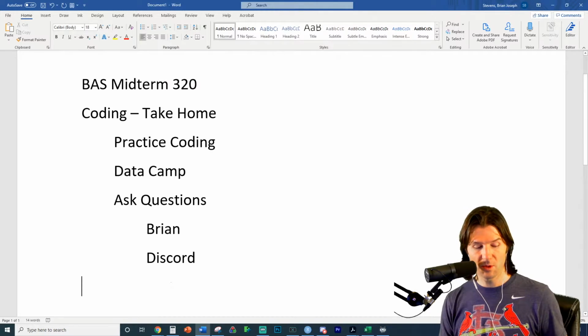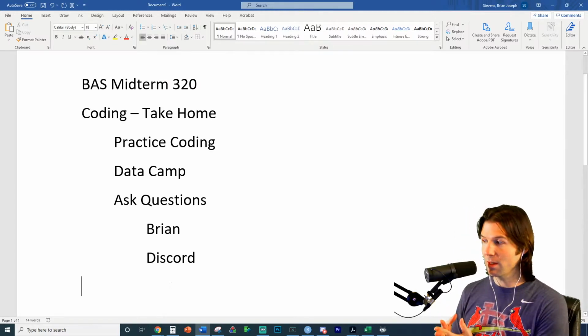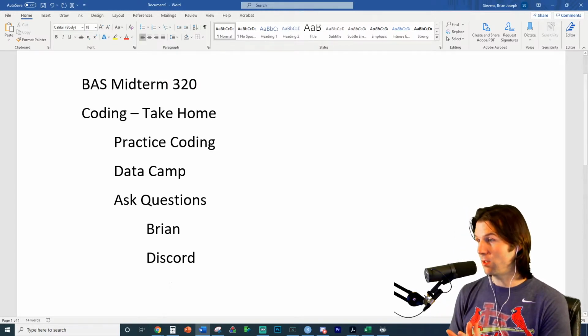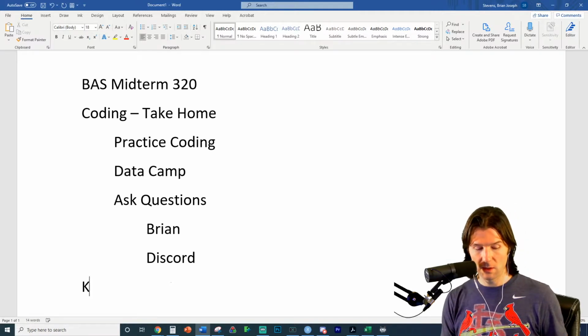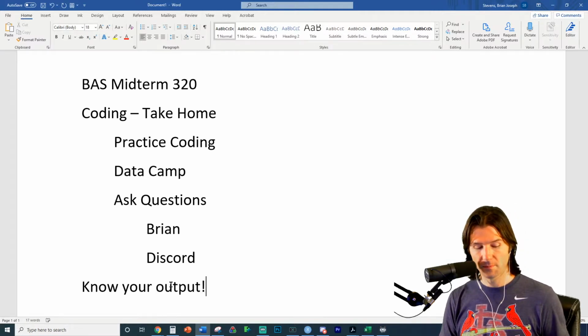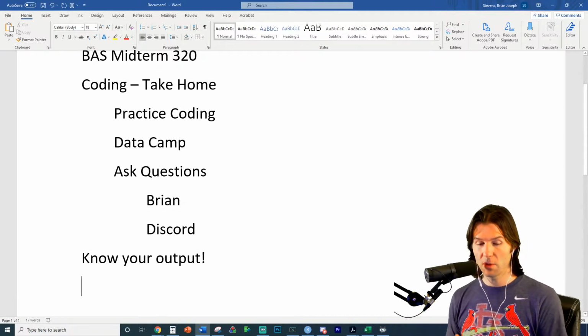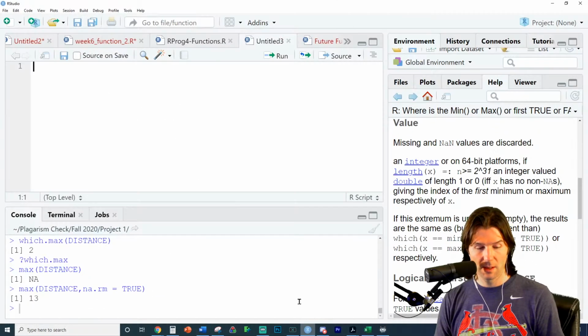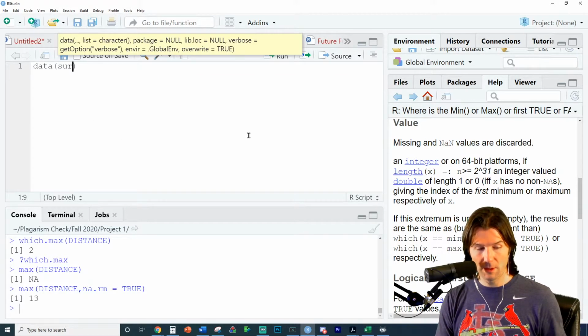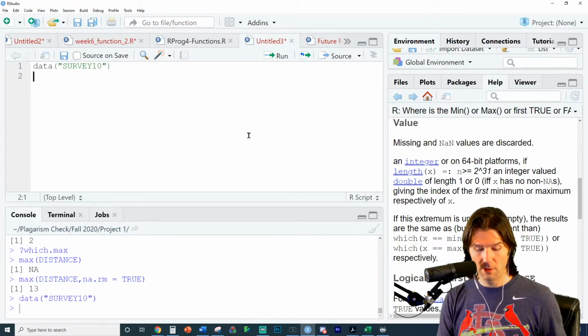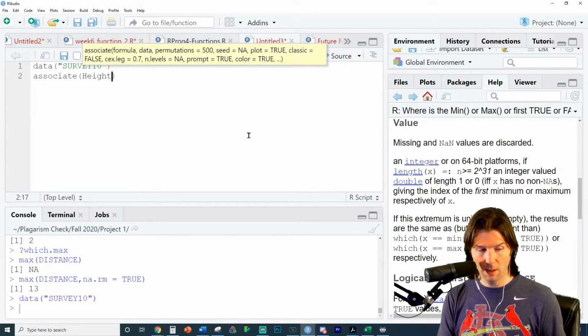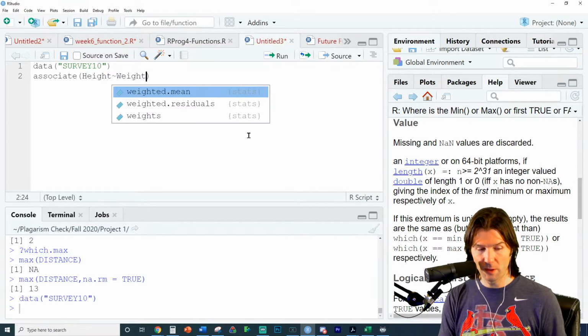Now we do have some chapters coming up, and it really comes down to knowledge. The best way to do this is know your output. If you can explain basically all the output, you know all the concepts. Let's look at some basic output. You need to know how to read the associate function, and anytime you get output, you need to be able to read through it.